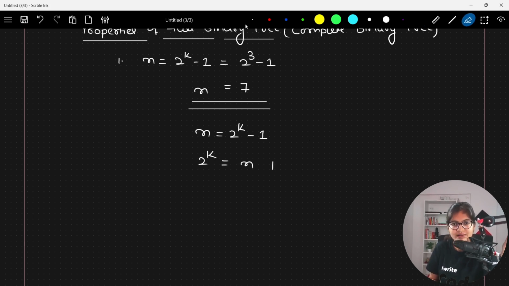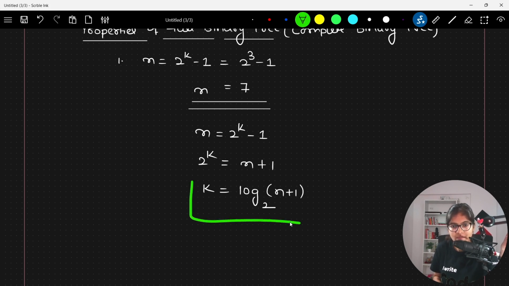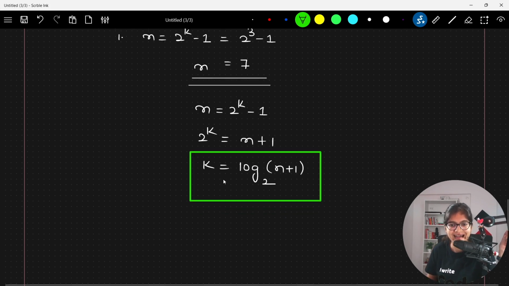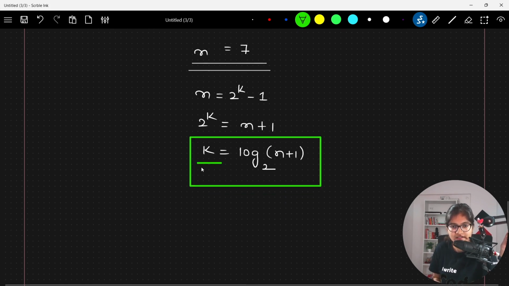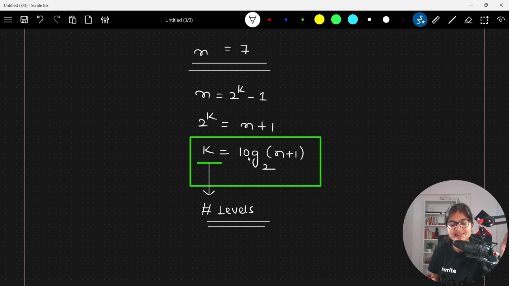Now we can take log base 2 on both sides, so k is log of n plus 1 base 2. This is something we will be able to get as the number of levels. So this k is indicating the number of levels here, right? Which is equal to log base 2 of n plus 1.